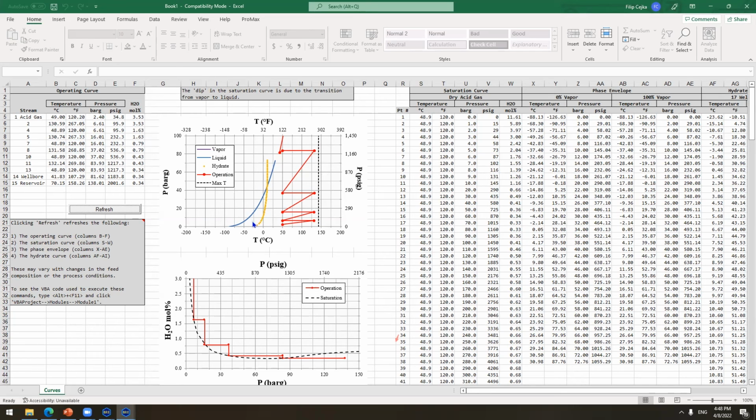Then there is this hydrate curve. The hydrates can form with the CO2 and water. And then there is this liquid curve. So what we're trying to do here is, this is our operation curve, and we try to put this operation curve in between those two and squeeze it inside.